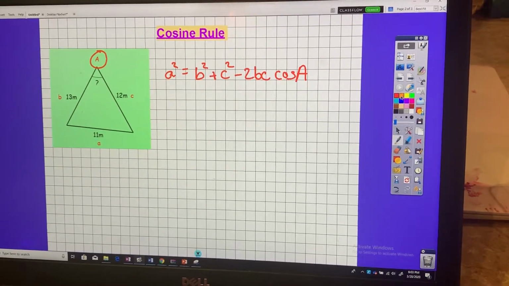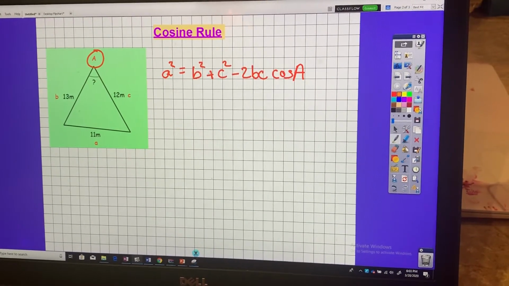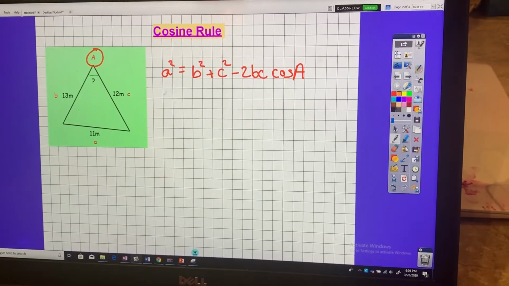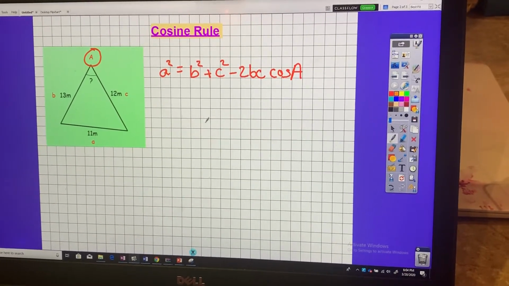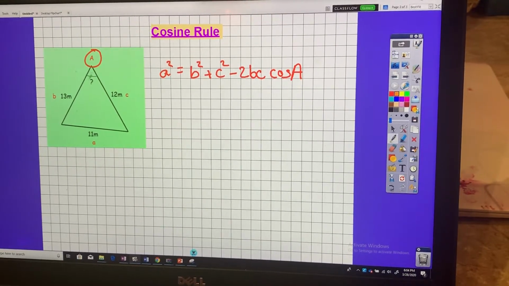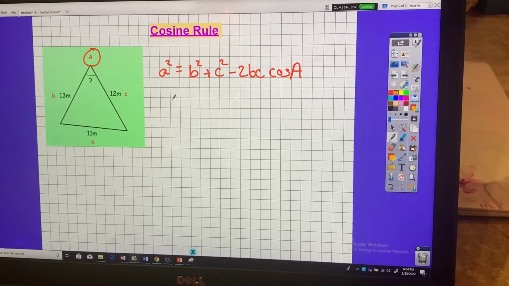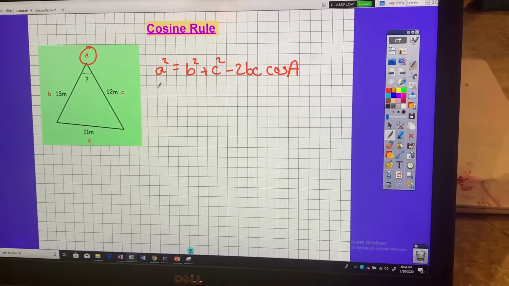Can you guess what comes next? Well, just plonk in the values, no? So you know a squared, you know b squared, you know c squared. Another thing to notice is that when you use the cosine rule to work out an angle, all three sides will be given to you. And that's how you know you've got to use the cosine rule. So let's just plonk in the values.